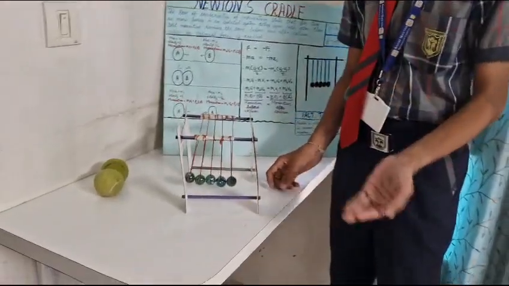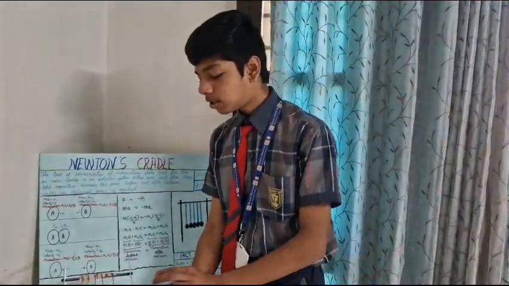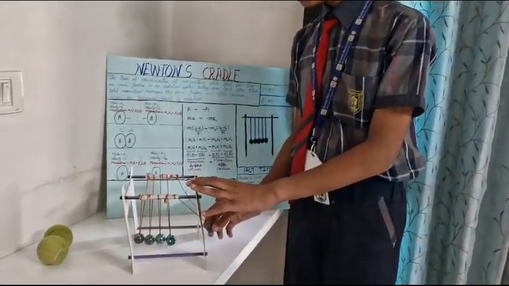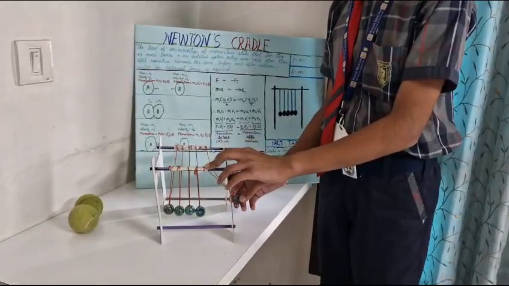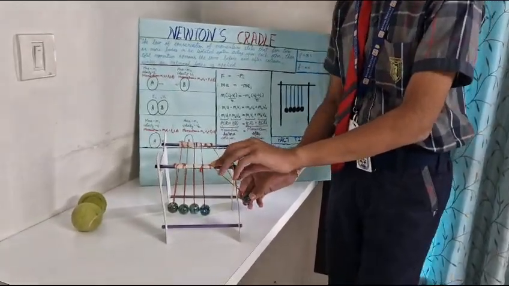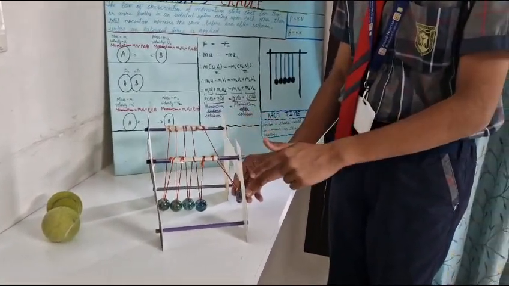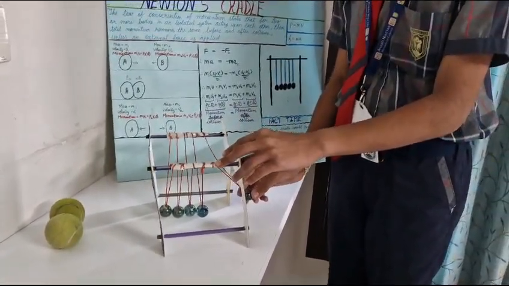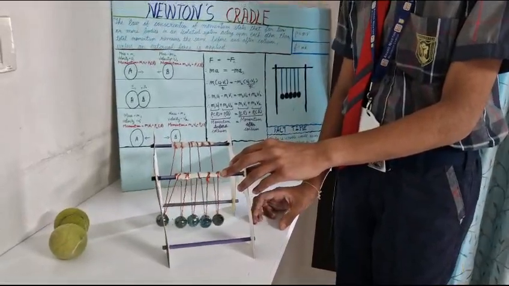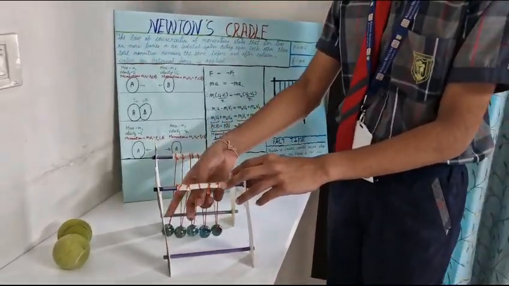One more principle that applies here is the law of conservation of energy, which states that energy can neither be created nor be destroyed, but just changes its forms. So, when we lift it, it gains potential energy, and when I release it, it will change into kinetic energy. Let us see the impact. As you can see, the ball at the other end was displaced.